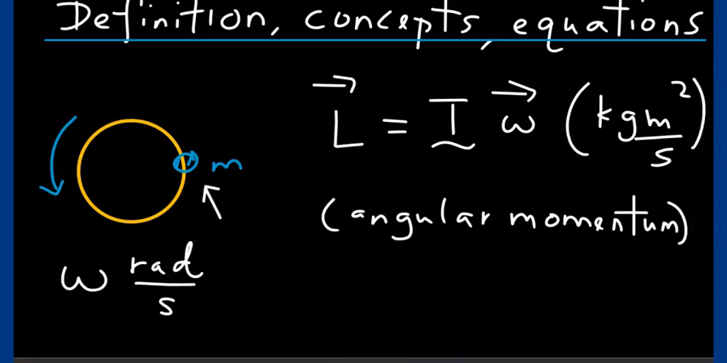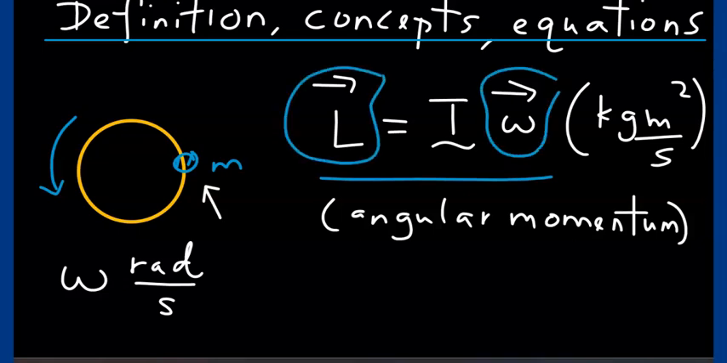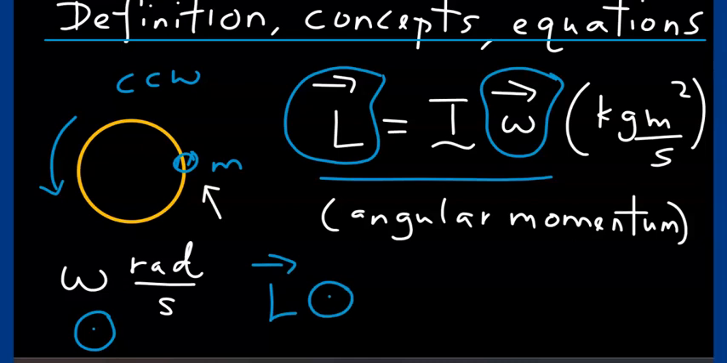We note from this equation that the direction of angular momentum and the direction of angular velocity are the same. So in this case, since the rotational motion is counterclockwise, the direction of angular velocity is out of the board, and the direction of angular momentum is also out of the board.